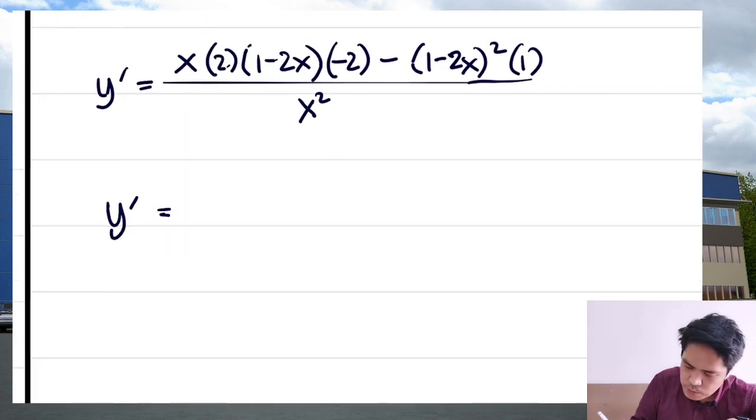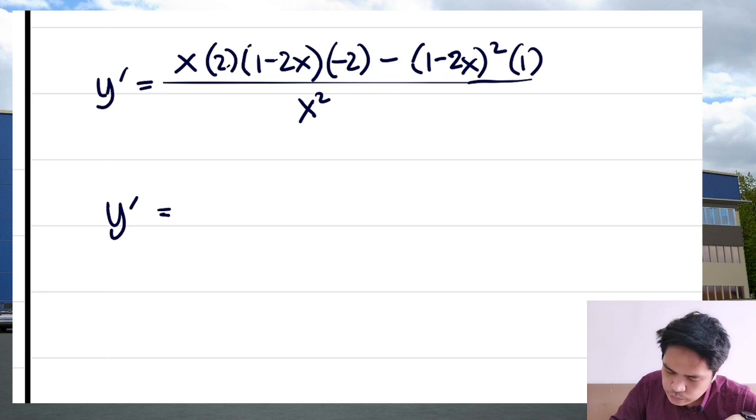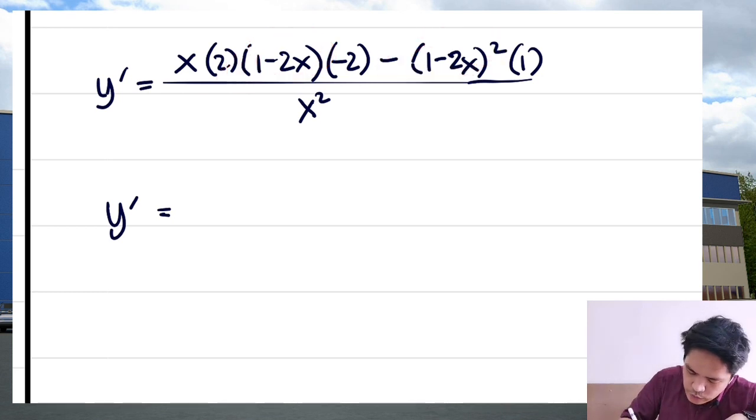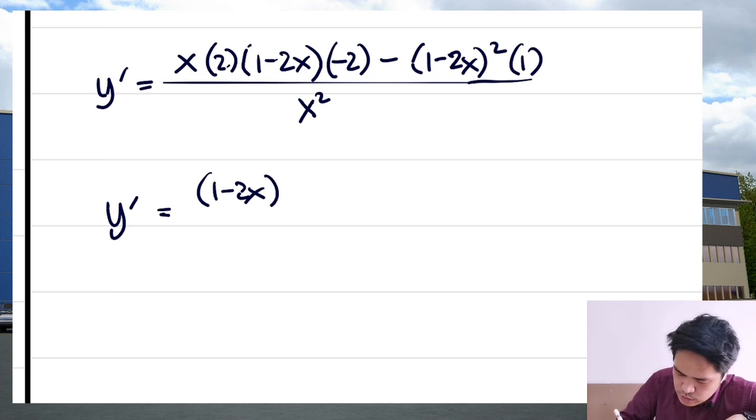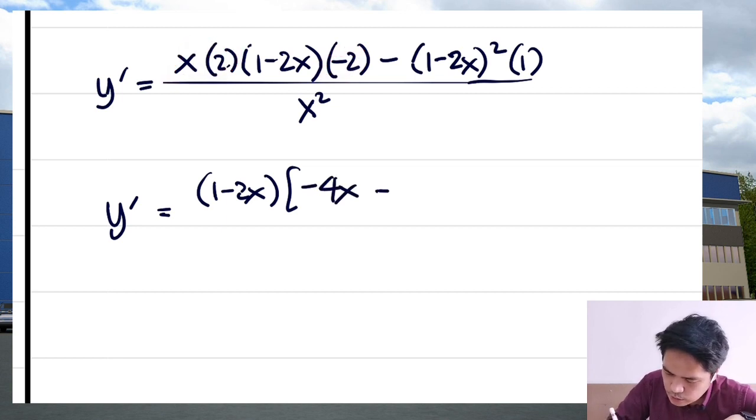So you have y prime is equal to, I can factor out this, because this is raised to 1 and this is raised to 2. So I'll just factor out 1 minus 2x. Then what's left here is negative 2 times 2, that's negative 4 times x. So negative 4x minus, what I factored out is only this, then there's a 2 here, so there's one more left. So that would be times 1 minus 2x. The 1 is also left, so I don't need to write that.